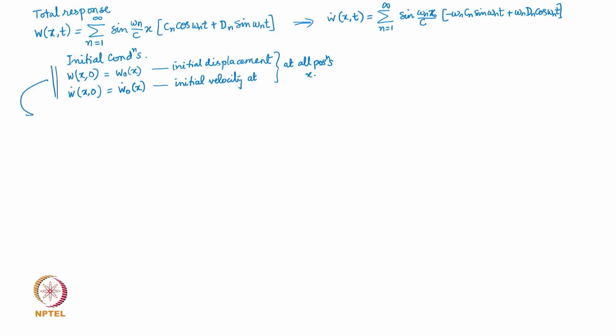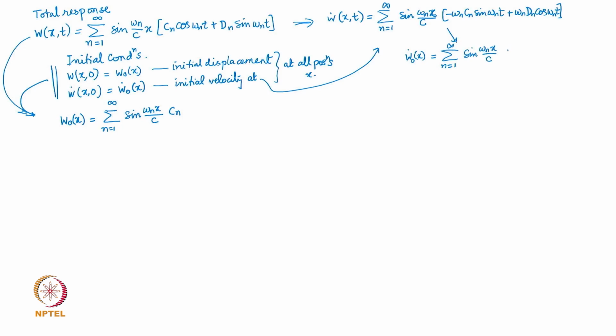Now if we implement these initial conditions, the first condition gives me what? W naught of x, by substituting t equal to 0 in the first equation. So I get summation n equal to 1 to infinity, at t equal to 0, sine n pi x by L, Cn. Okay, and if I use the second initial condition, I get W naught dot of x equal to the same, n equal to 1 to infinity sine n pi x by L, and of course the first term goes to 0, and then I have omega n Dn. Okay, because t is equal to 0, this is what I am left with.